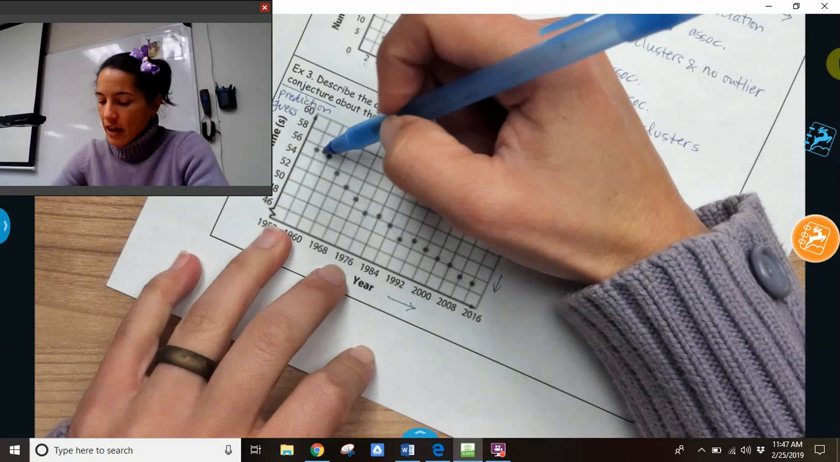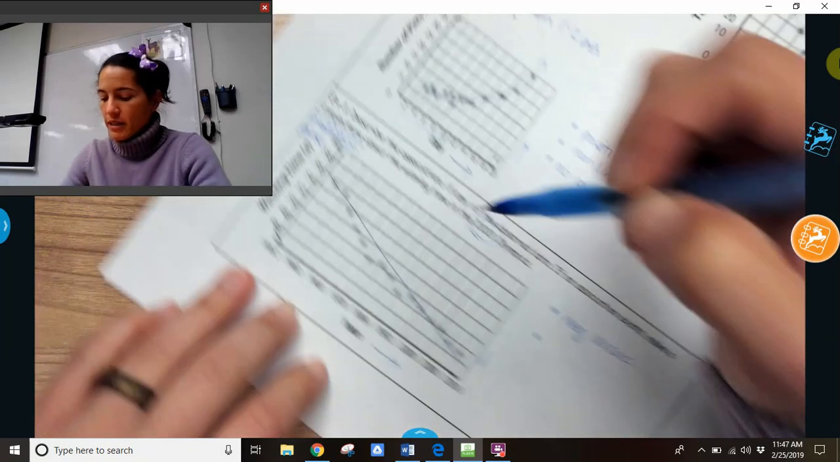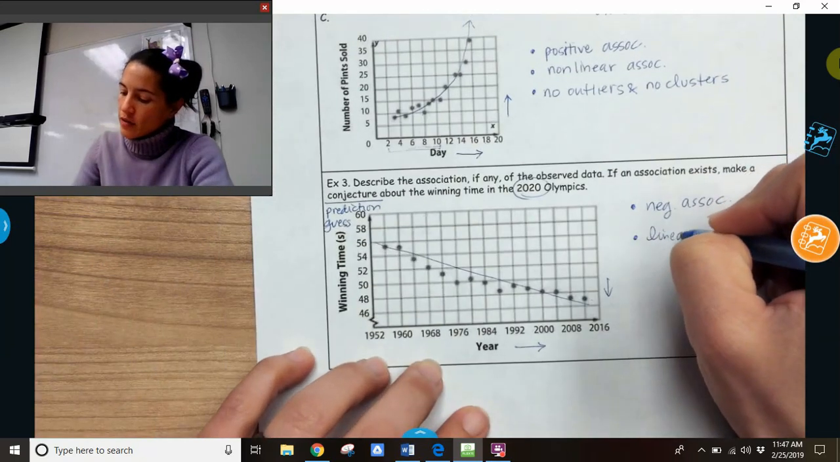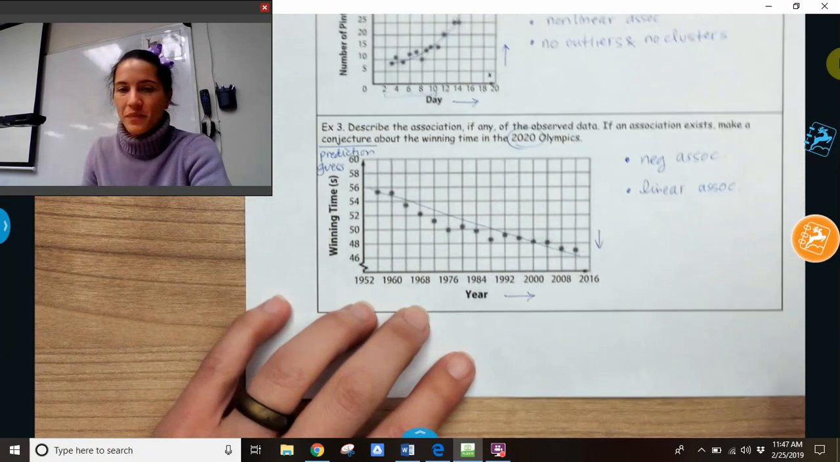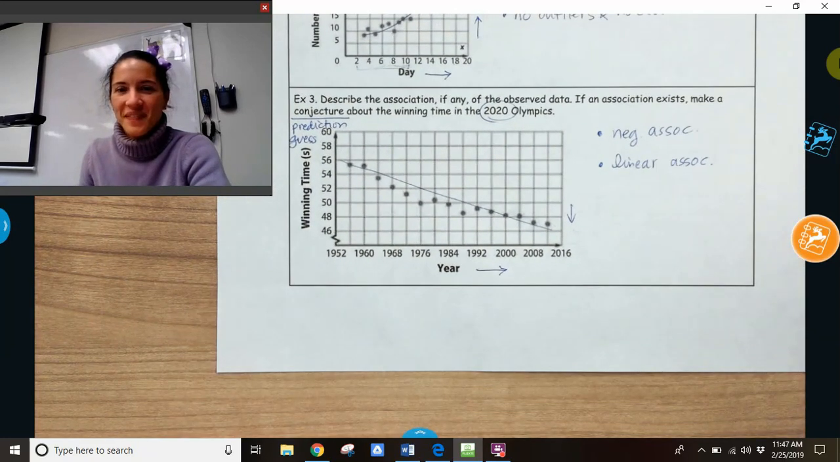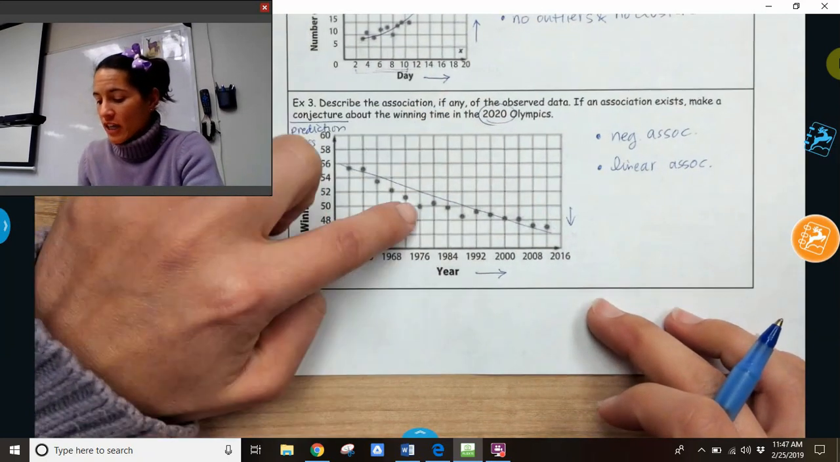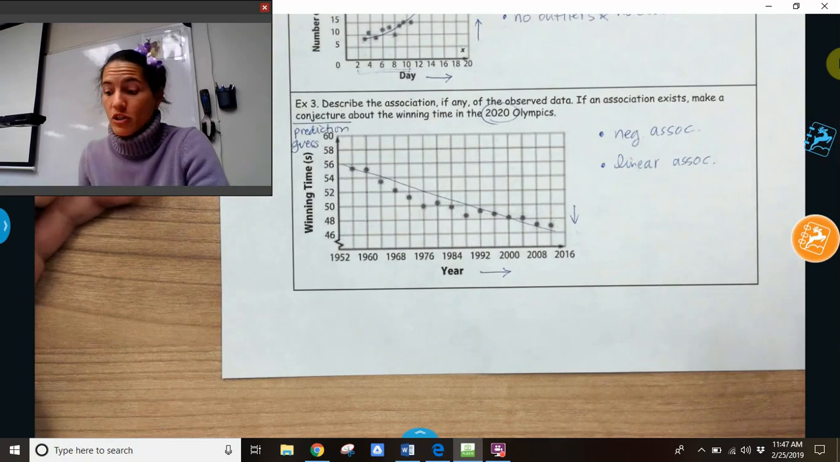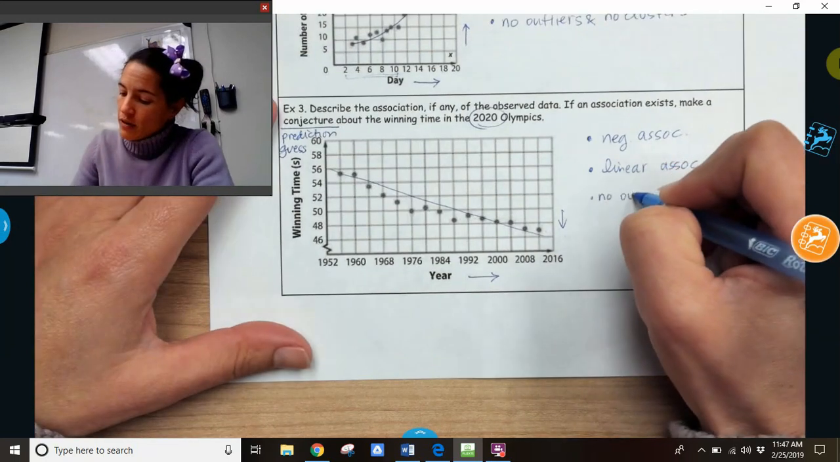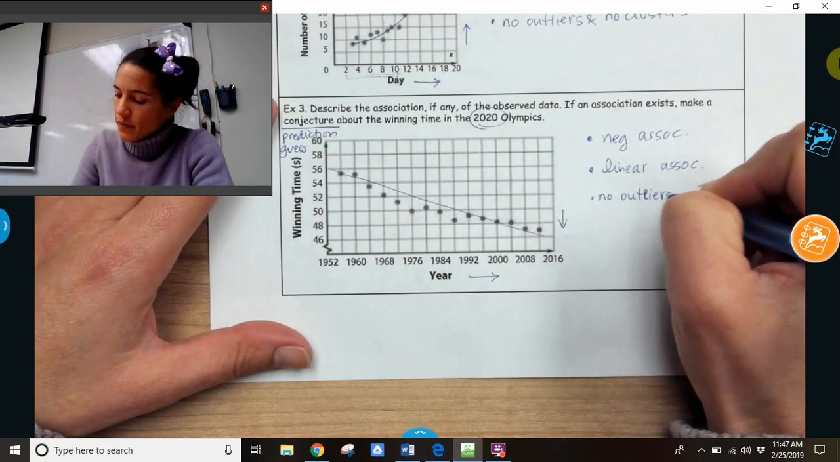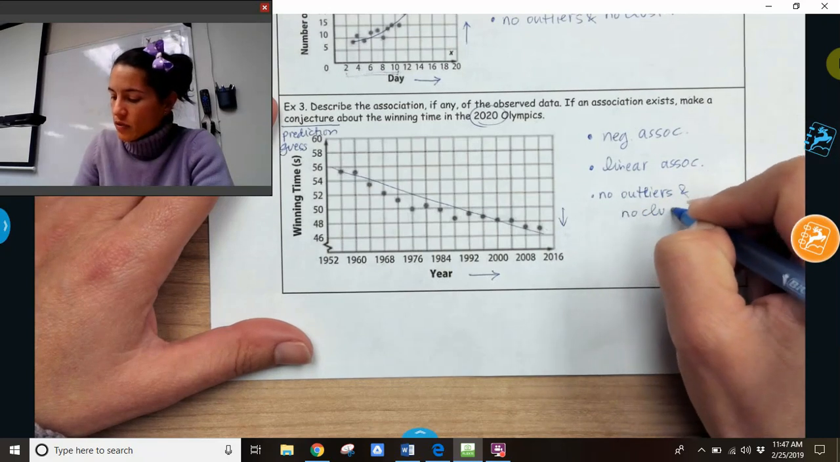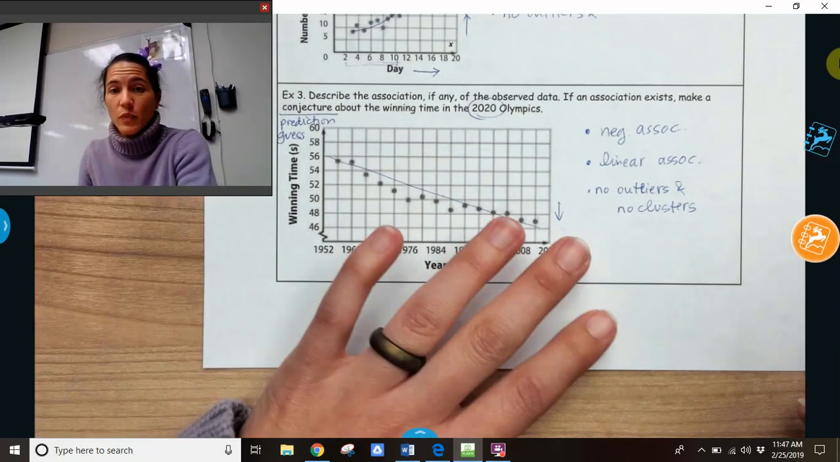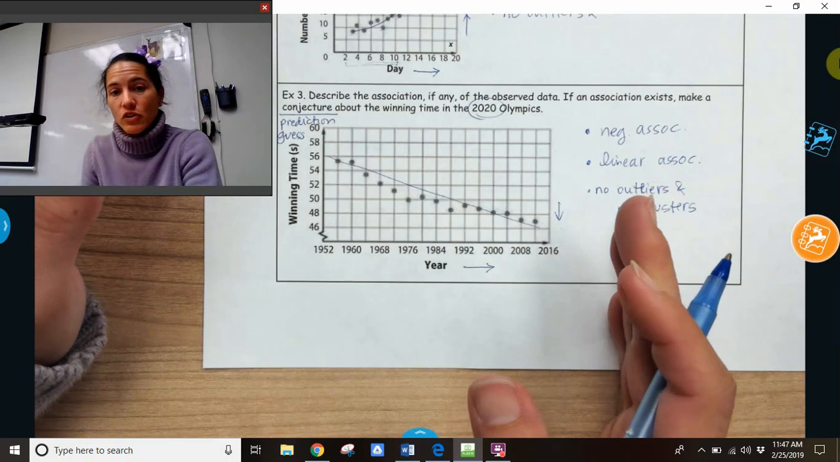This looks like they all line up pretty close together. I'm not seeing a curve, so this would be a linear association. And then, do you see any outliers or do you see any clusters in this data? And I'm not seeing any outliers. Like this one is a little bit lower, but it doesn't stick out like, whoa, that one's so low. So no outliers and no clusters, because all this data is really spread out very evenly among our years.